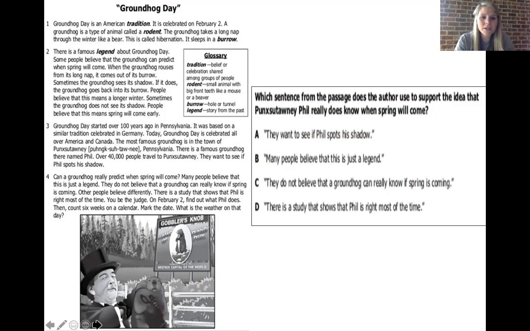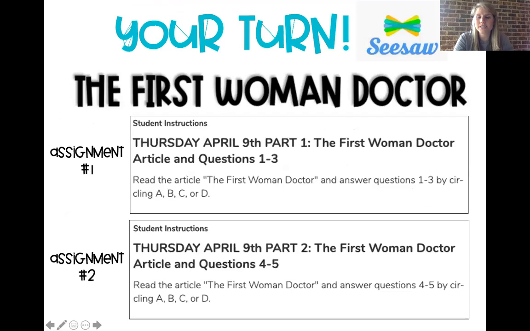Okay. Before we go on to the last thing, I want to make sure that you understand your assignment for today. So you actually have 2 assignments today, but don't let that concern you. They're very short, both of them. The reason we had to format it into 2 assignments is because in Seesaw, in order for you to be able to write on the assignment, you can only upload 1 page at a time. So on each of these assignments, you've got 1 piece of paper, and the top half of both pages is just your story about the first woman doctor. So you're going to see Thursday, April 9th, part 1, and Thursday, April 9th, part 2.